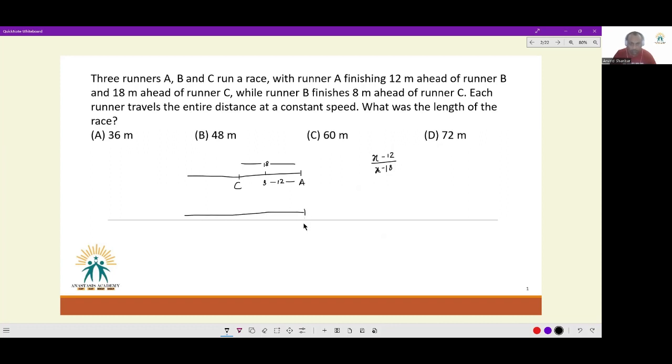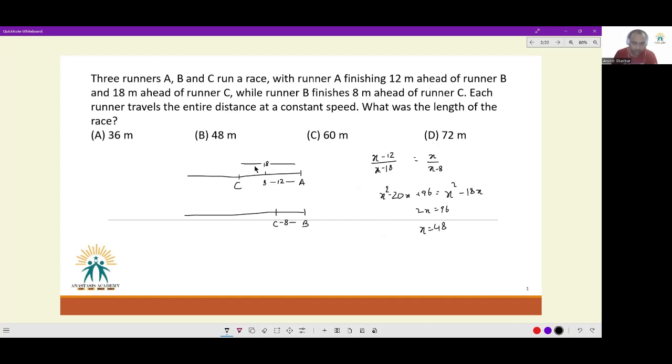Later on, when B finishes the race, C is 8 meters behind B. Again, the ratio of the distance will now be x by x minus 8. And upon solving this, we should be able to arrive at the length of the race. x square minus 20x plus 96 is equal to x square minus 18x, or 2x is equal to 96, or x is equal to 48. This is one way of solving this, and this is the traditional way.